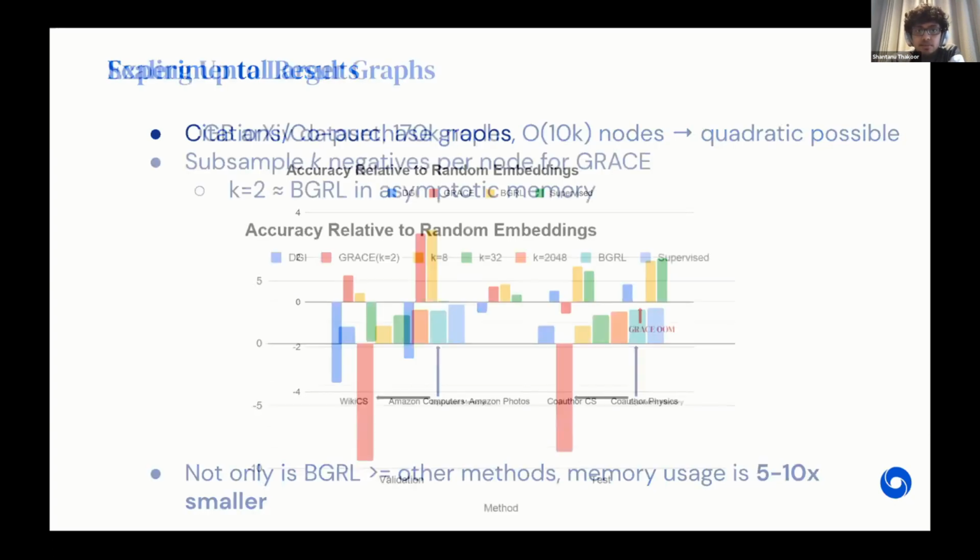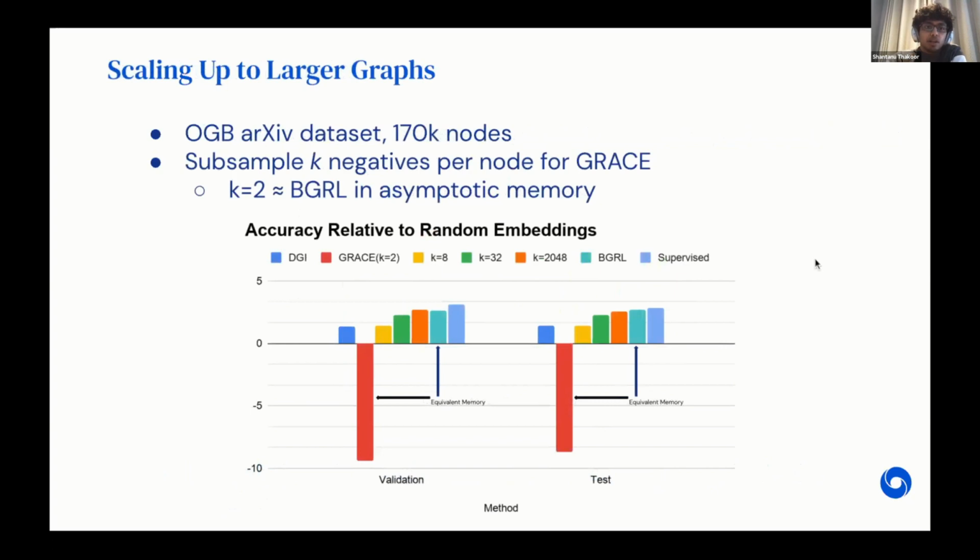That's quite nice. Scaling up to a larger graph, which has 170,000 nodes, where the Grace quadratic approach cannot work at all, we see that you need more and more negative examples sampled for Grace to perform better and better. And you need around 2048 negative examples to be competitive with BGRL.